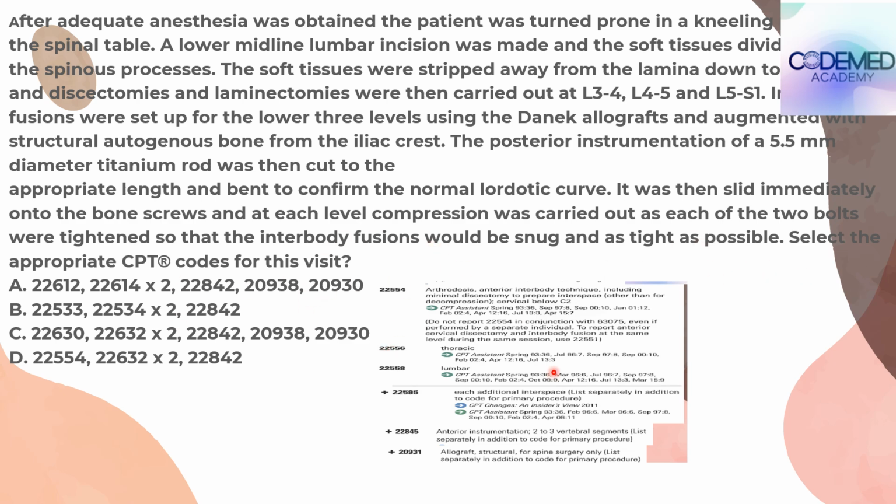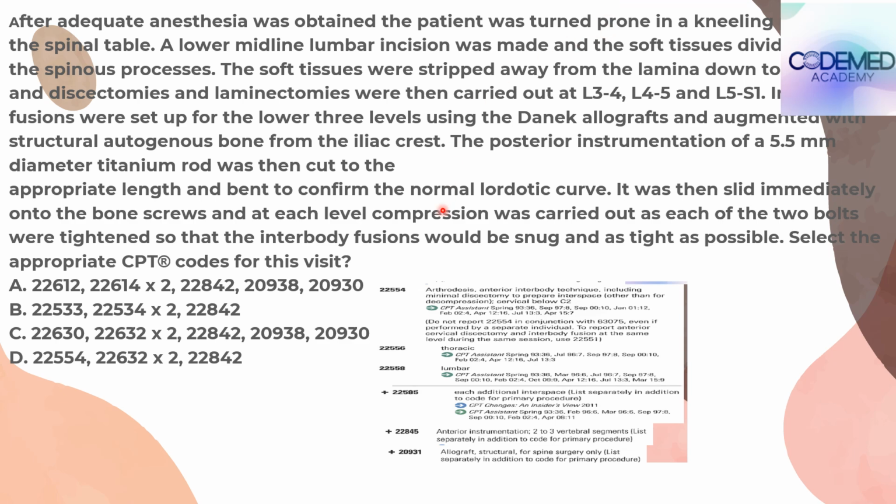So first thing is, what is the approach? Now here they have not given the clear-cut approach, but there is one important sentence that will tell you what the approach is, and that is the patient was turned prone and kneeling down. That means the approach is a posterior approach because the patient was lying on his face. That is called a prone approach, and that means the approach is from the back.